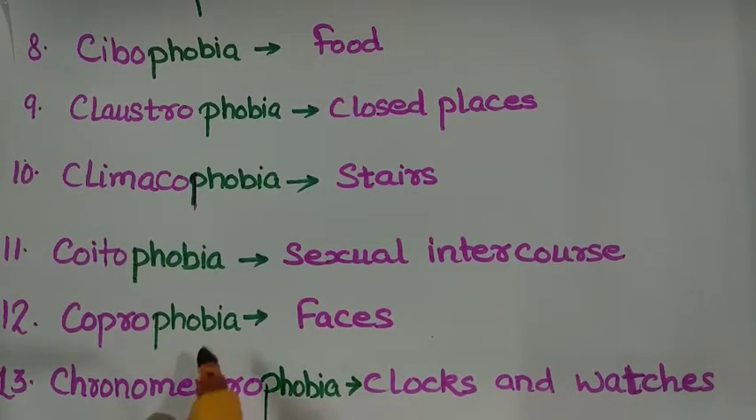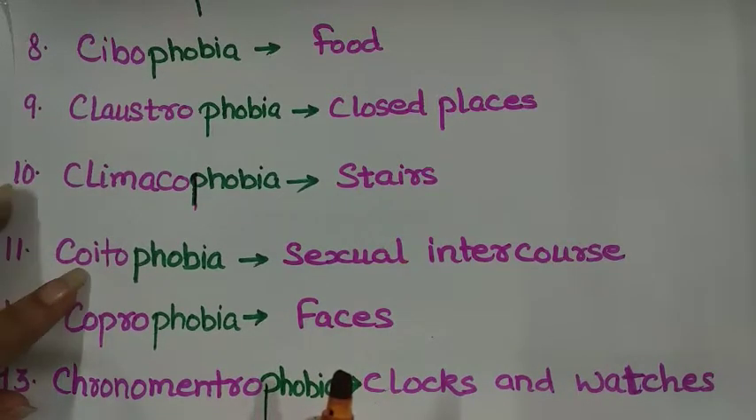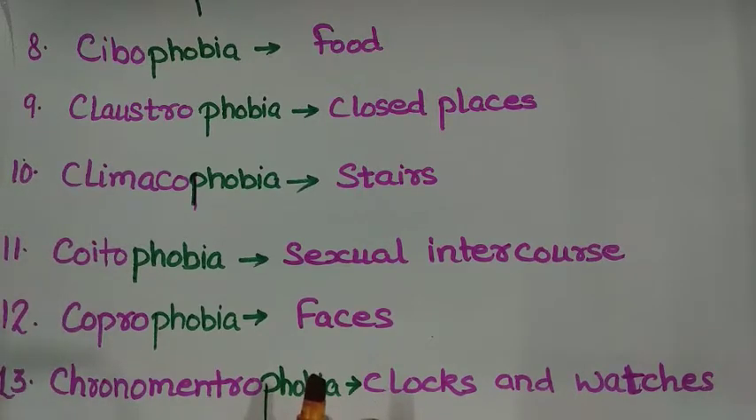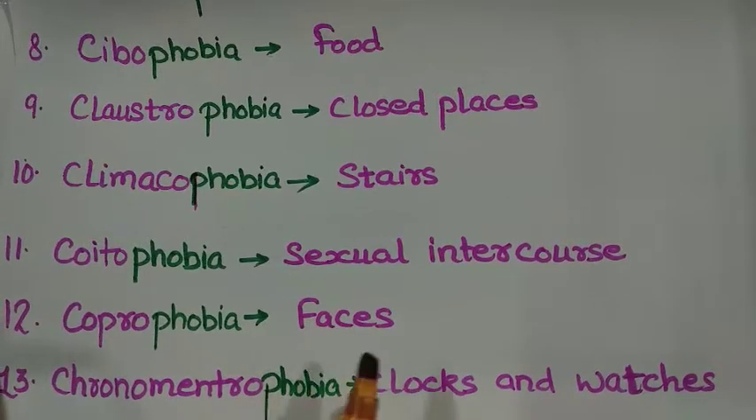Next phobia is coprophobia, a phobia in which there is fear of different faces. Means those people who are afraid of lots of faces, they are called coprophobic. Next is chronomentrophobia. This is phobia of clocks and watches. In such a phobia, people are not comfortable with the ticking sound of clocks and watches, and they do not prefer to keep so many clocks in their house. So such a phobia is called chronomentrophobia.